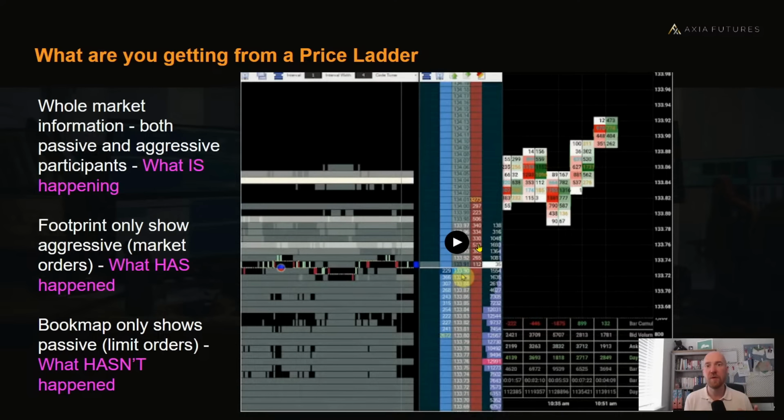What I'll do, before we have a look in a little more detail at how you use the price ladder to leverage trades up, is break this down a little more and give you a bit of detail.